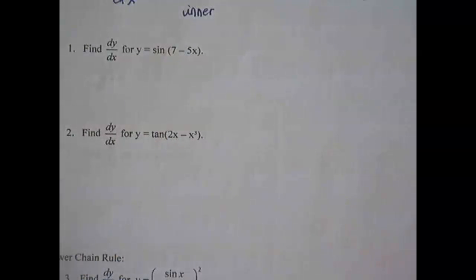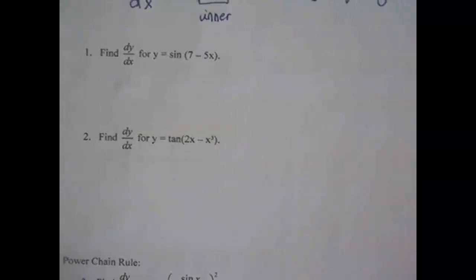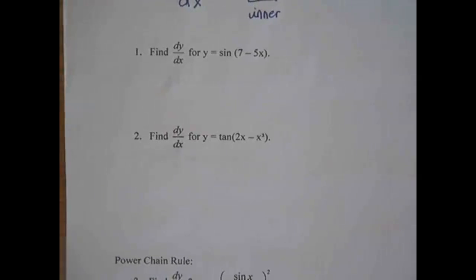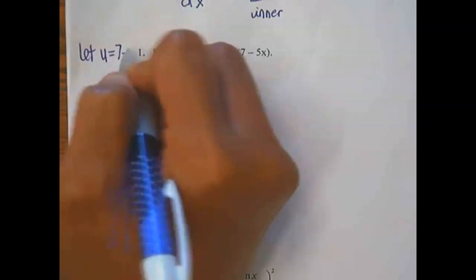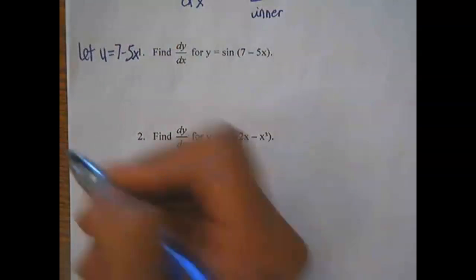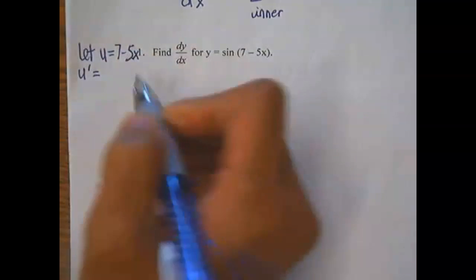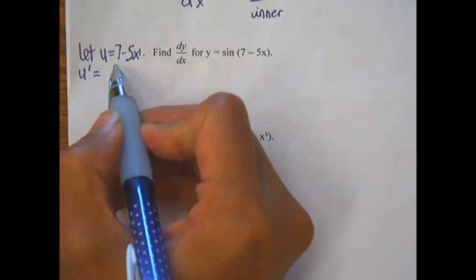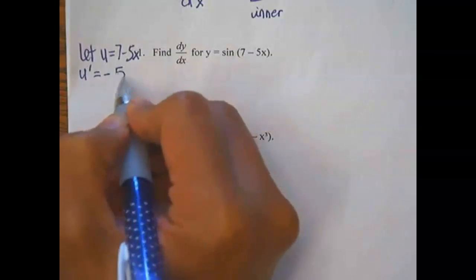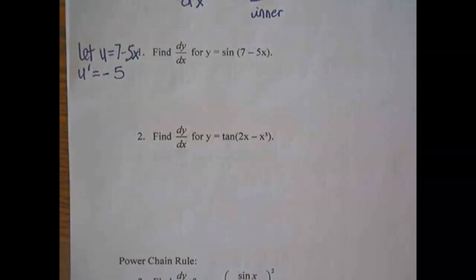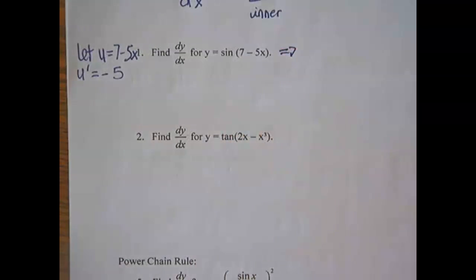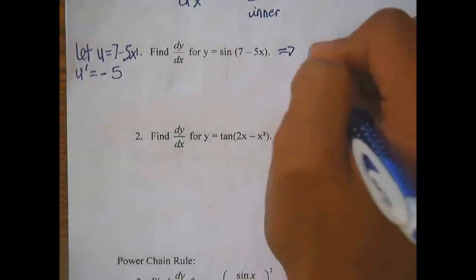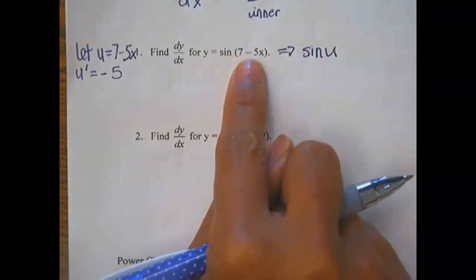So I'm actually going to use u substitution, okay? I'm always going to be using u substitution for the inner component. So let u be the inner component, which is 7 minus 5x. Then I'm of course going to do u prime. U prime would just be, the derivative of 7 is going to be 0, so it's just going to be minus 5. So u prime is minus 5. So what I'm going to do next is I'm going to let this be sine of u. Okay, so this whole thing is now sine of u because this is just u.